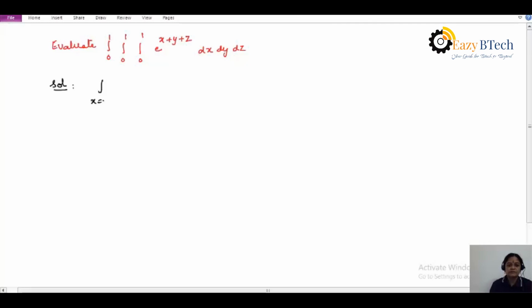Okay, so I am choosing x is equal to 0 to 1, y is equal to 0 to 1, z is equal to 0 to 1, and I am writing the integrand term as e power x plus y into e power z. So the first integration is with respect to z, and then dy and then dx. Okay, integral x is equal to 0 to 1 and integral y is equal to 0 to 1.